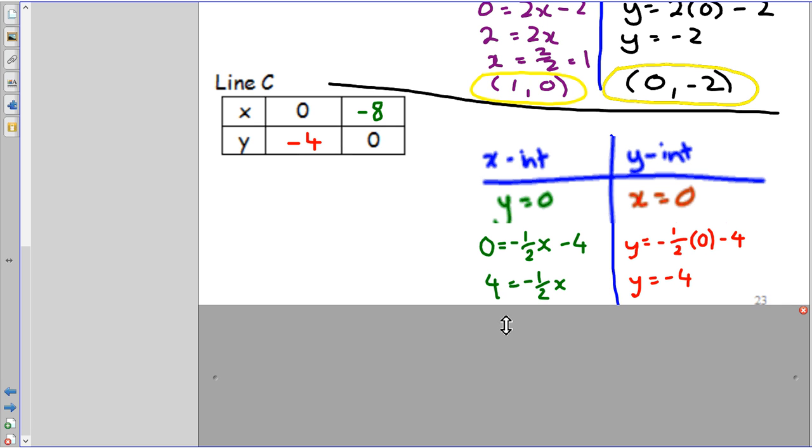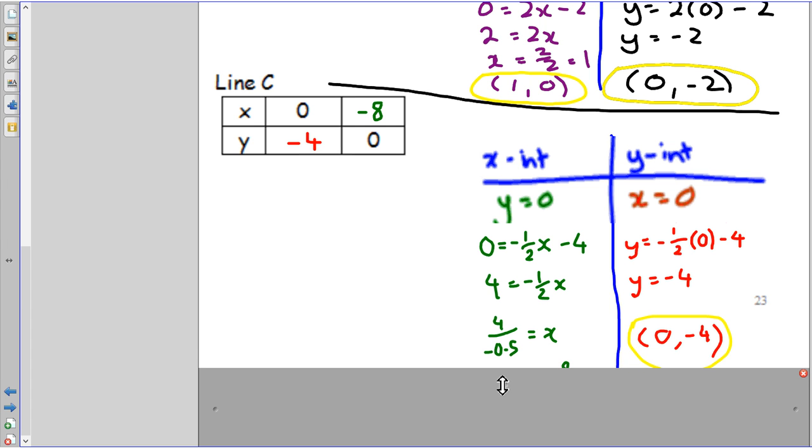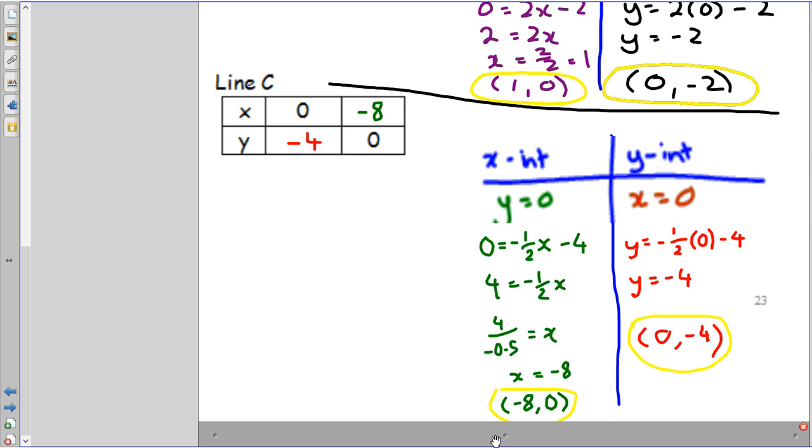How would we solve this? We could divide both sides by negative a half. Or another way of thinking of it is multiply by 2 and then divide by negative 1. That also works. So I just did 4 divided by negative a half, just because I find that easy to do. 4 divided by negative a half is negative 8. So as I said, the other way to do it would be multiply 4 by 2, so then 8 equals negative 1x, and then divide by negative 1. So x equals negative 8. So the x-intercept is at negative 8 and 0 coordinate.